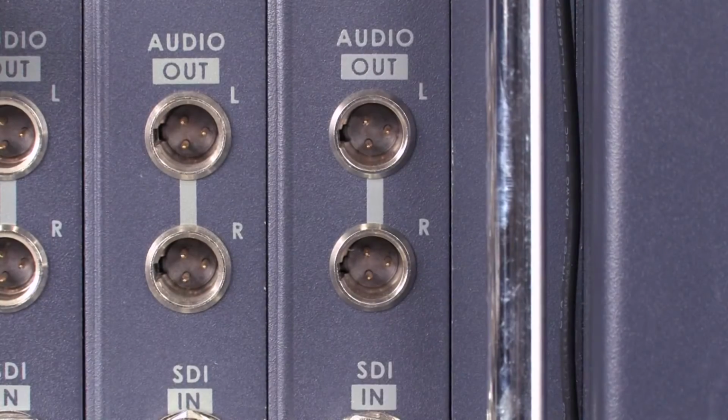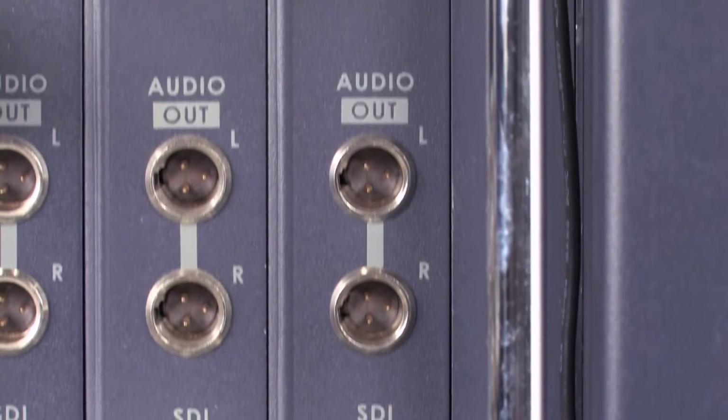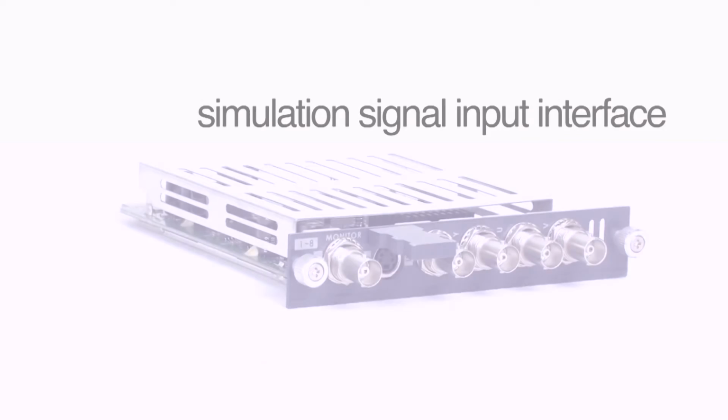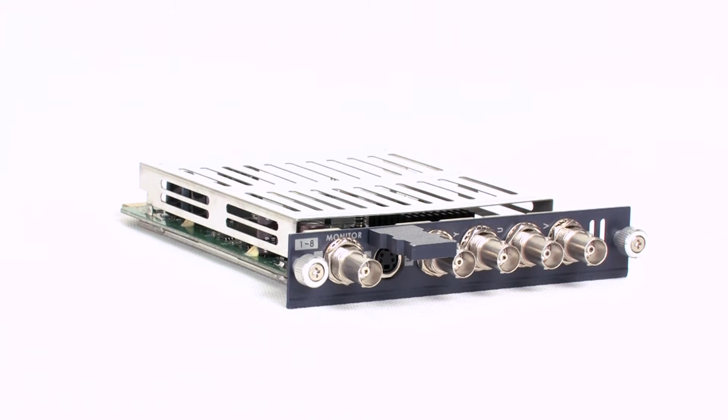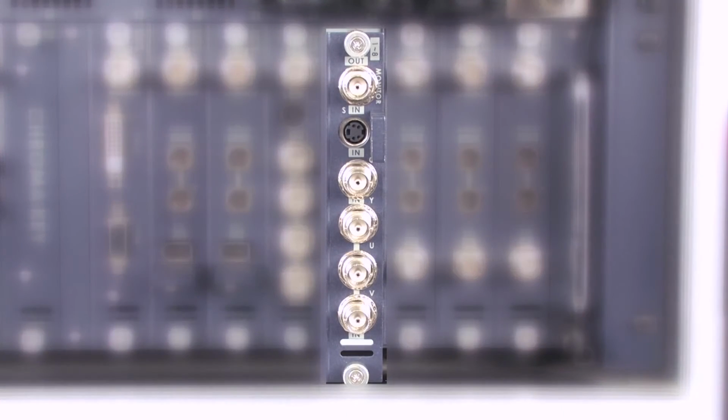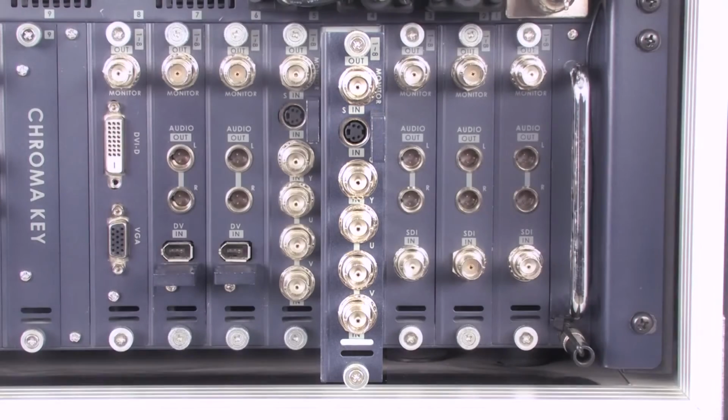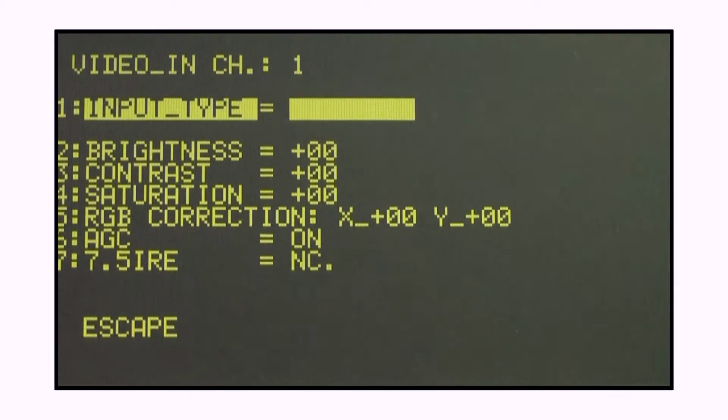Apart from SDI input, there are two XLR audio connections for the convenience of separating audio signals from video cameras. Next is the Simulation Signal Input Interface. This interface supports simulation video signal input. Other than the preview output interface, the interface also provides simulation composite, simulation component, and S-terminal, 3 types of signal input interface. The type of signal the SDI-900 recognizes depends on the menu setup configuration. This will be covered in the Menu Functions and Setup section.